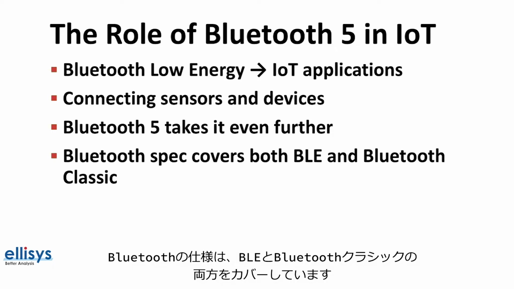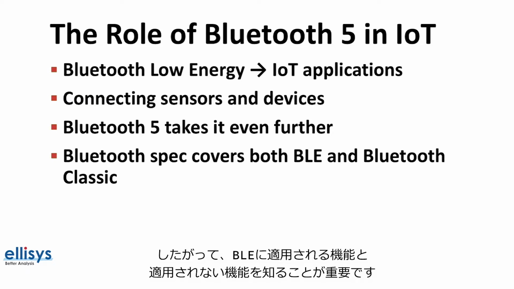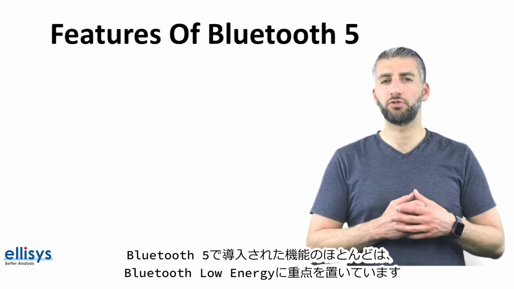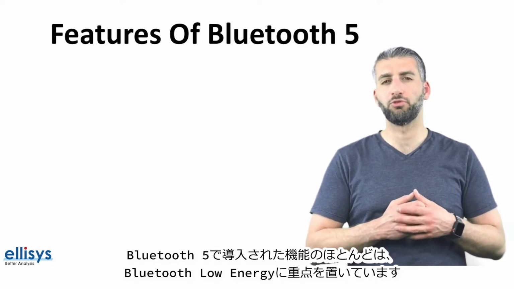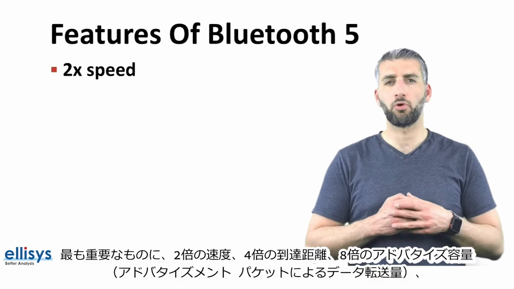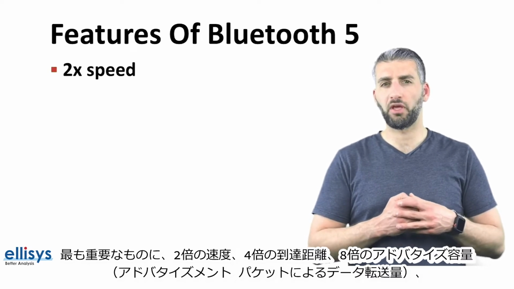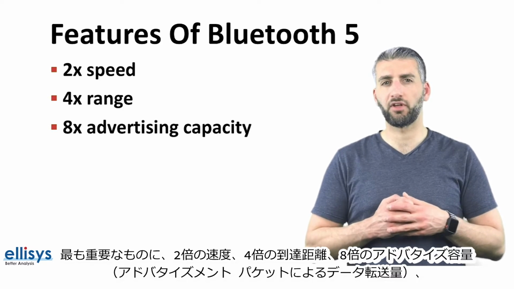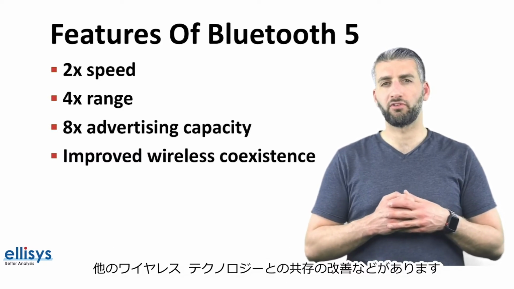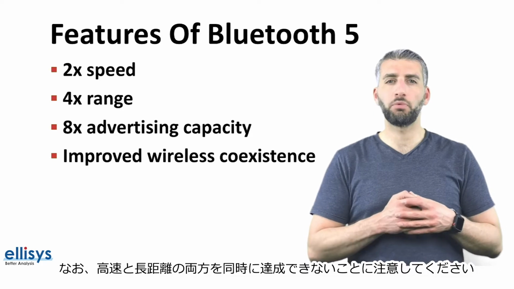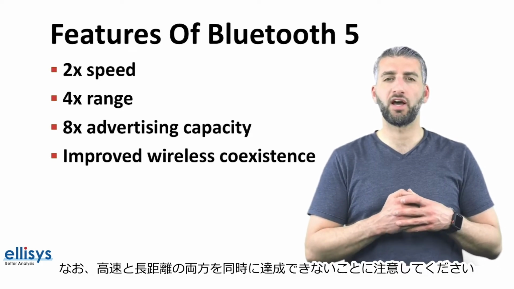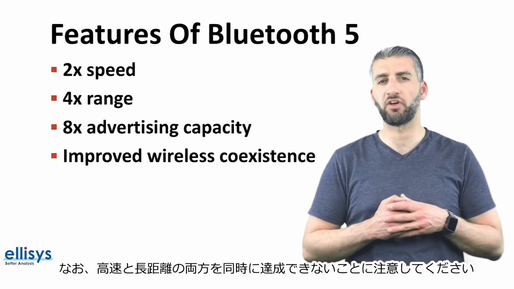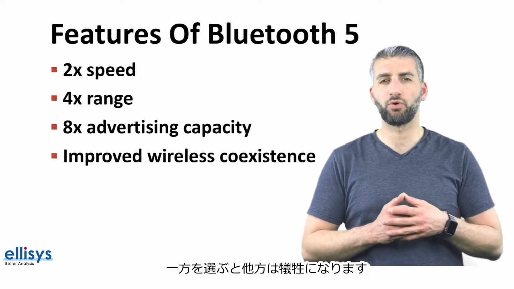The Bluetooth spec covers both BLE and Bluetooth Classic, so it's important to know which features apply to BLE and which do not. Most of the features introduced in Bluetooth 5 are focused on Bluetooth Low Energy. Some of the most important ones include twice the speed, four times the range, eight times the advertising capacity, and improved coexistence with other wireless technologies. Keep in mind that you can't achieve both the high speed and the long range at the same time. In fact, you will sacrifice one for the other.